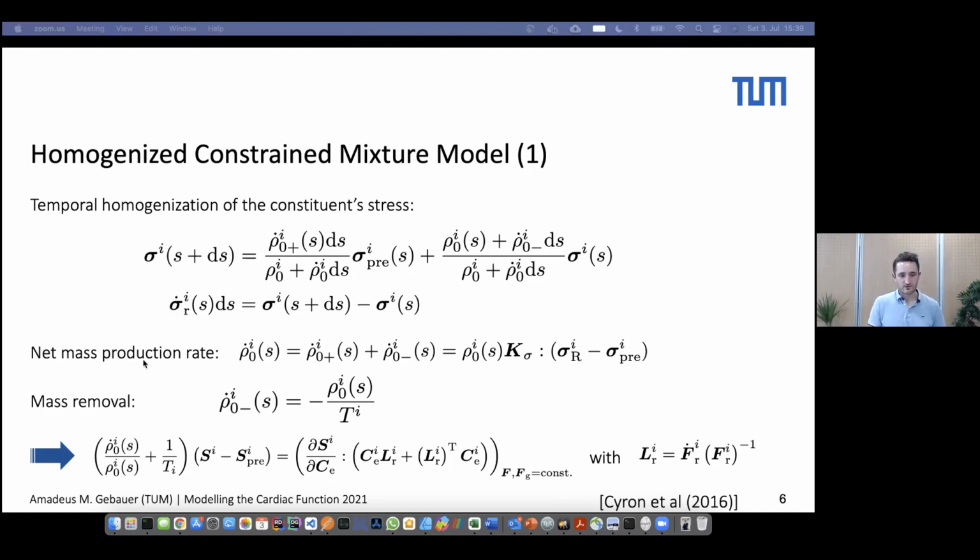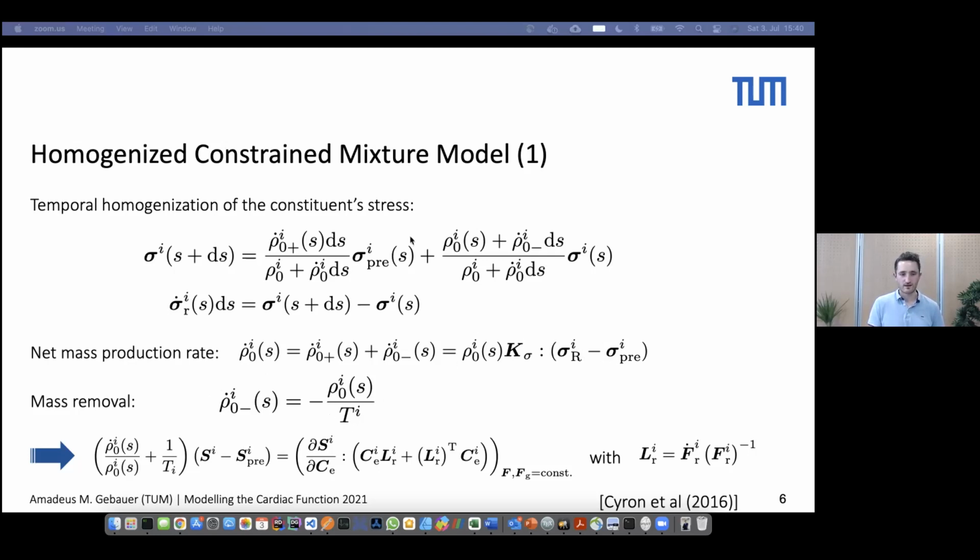And then we just have to define the net mass production rate. So the net mass production rate is the difference between the mass that is deposited and the mass that is degraded. And we assume here a linear dependence between the current stress state and the preferred stress state. So if the current stress state is larger than the preferred stress state, then net mass is produced. If it's lower, then net mass is reduced. And for mass removal, we simply assume a Poisson process with time constant Ti.